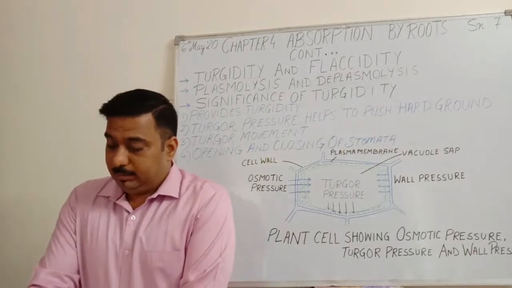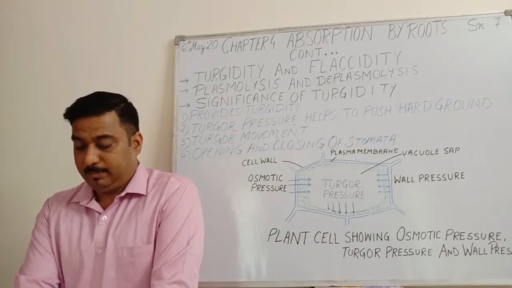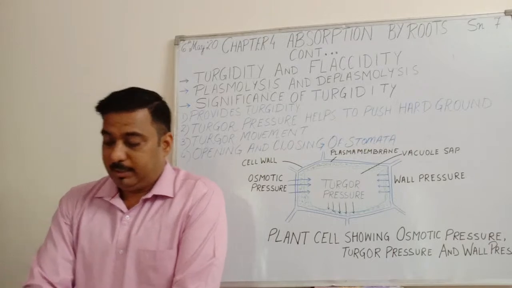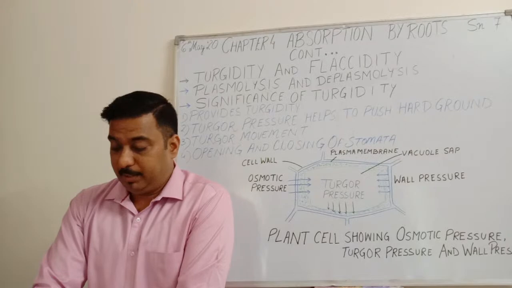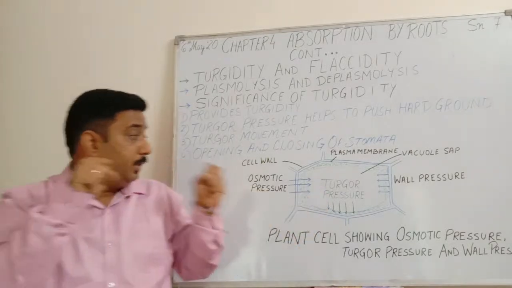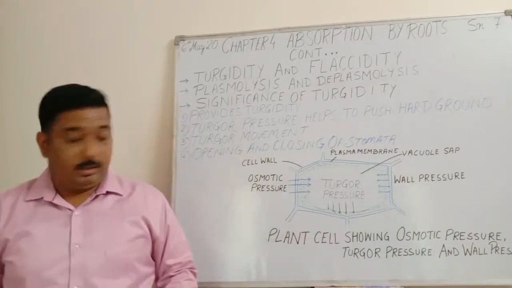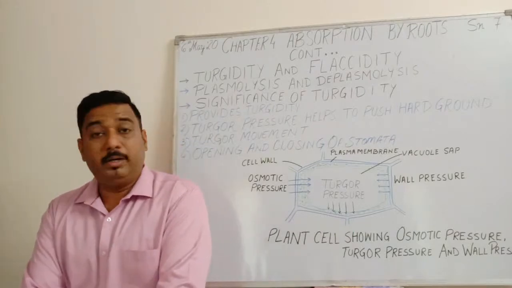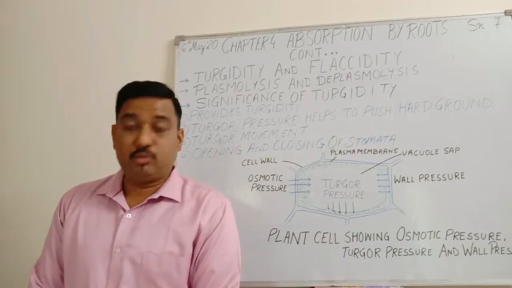In turn, it presses the cell contents towards the center of the cell. So the wall will press the contents towards the center. The pressure of the cell content on the cell wall is called turgor pressure. The cell content is giving its pressure on the wall, and that is called turgor pressure. The pressure exerted by the cell wall on the content is called wall pressure.